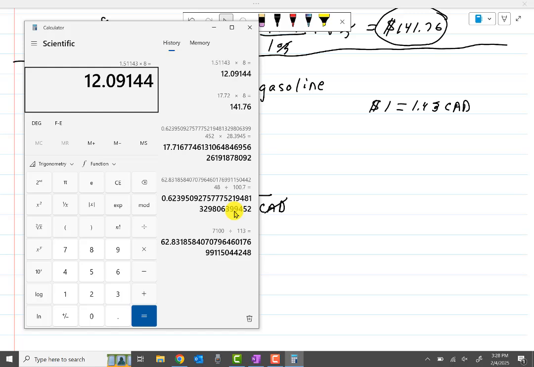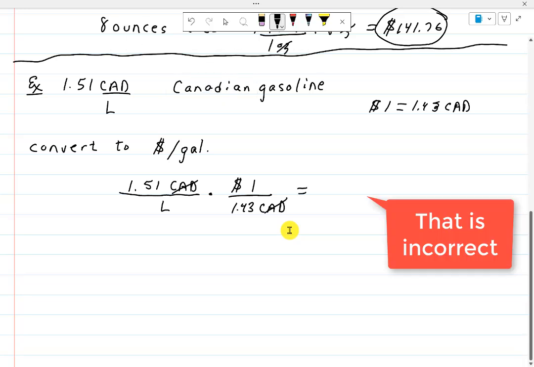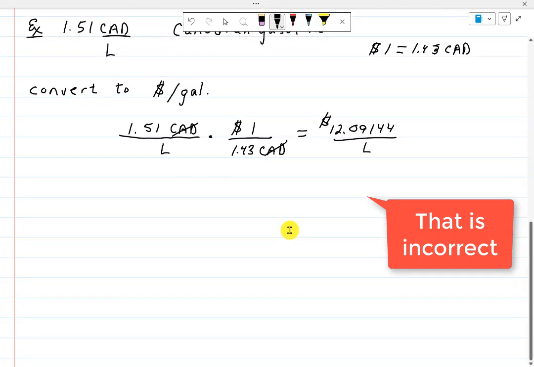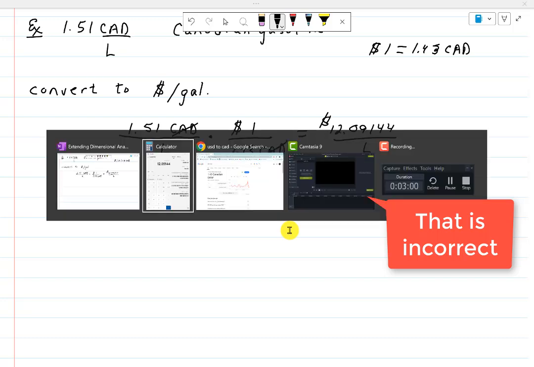And I get 12.09144, and that is dollars per liter. Now we're going to need to change liters to gallons. So let's go and look that one up.